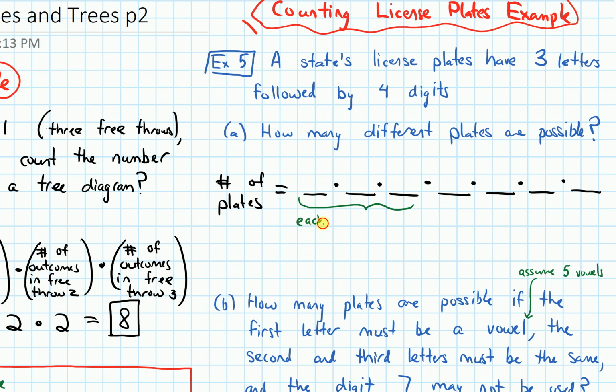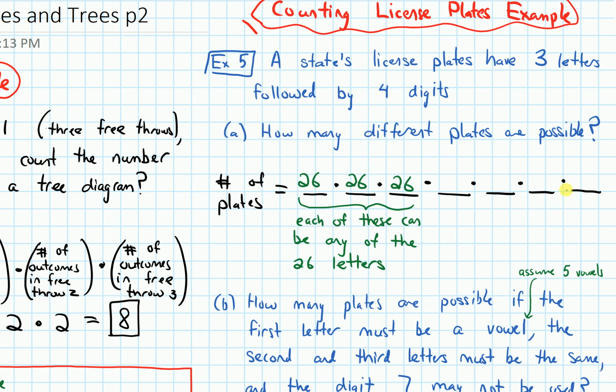So each of these can be any of, and there are 26 letters. So let's start to fill in those numbers. For the first letter, we have 26 choices. It can be anything from A, B, C, D, all the way up till Z. And then same thing for the second letter. Again, we have 26 choices. Notice that this allows the possibility that we might have repeats, like we might have picked a B first and a B second. And then for the third letter, again, 26 choices.